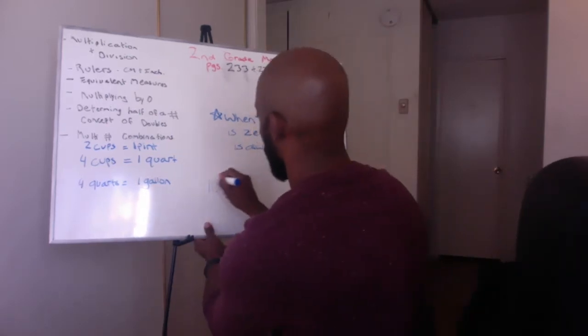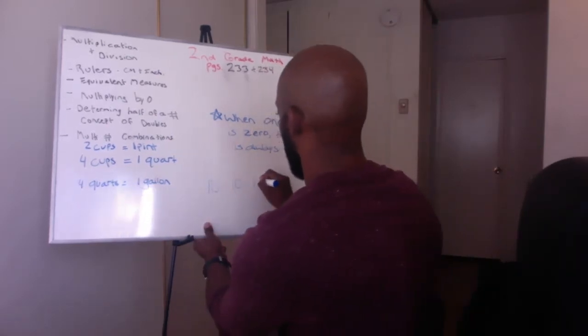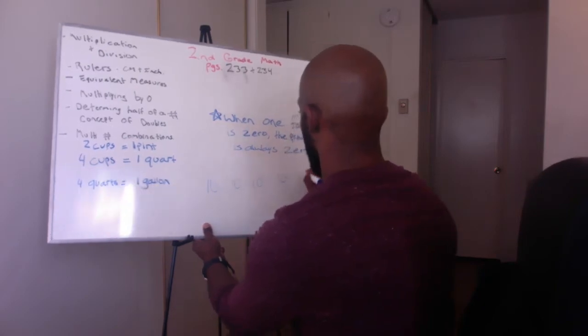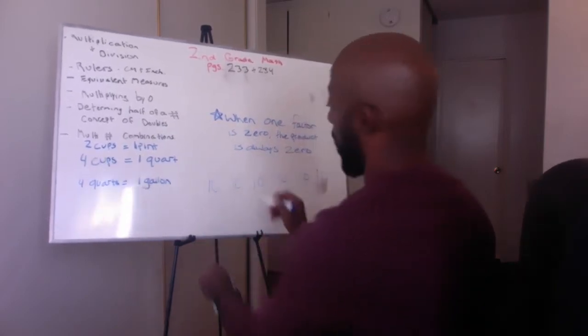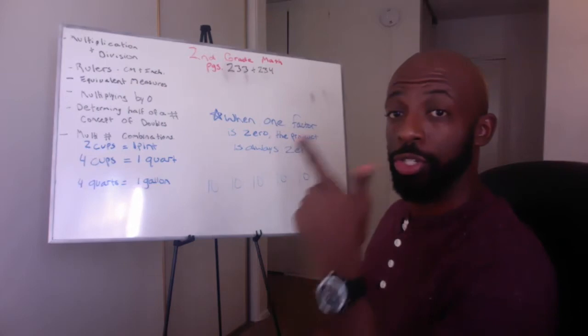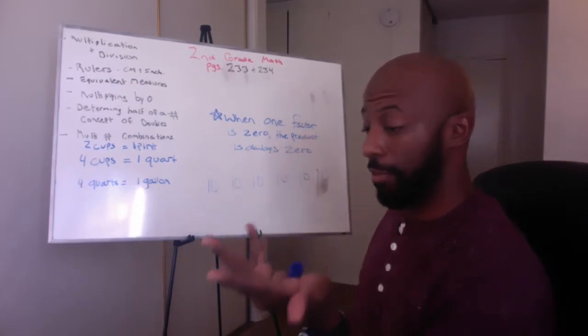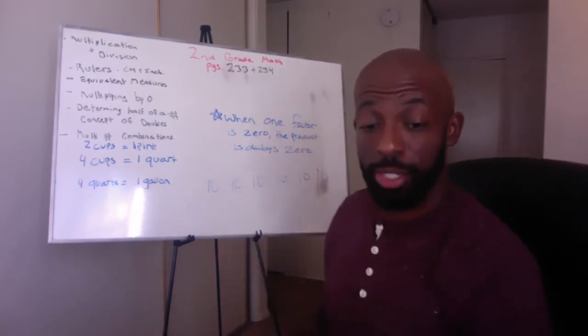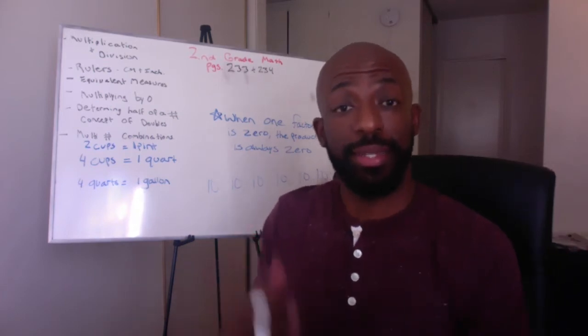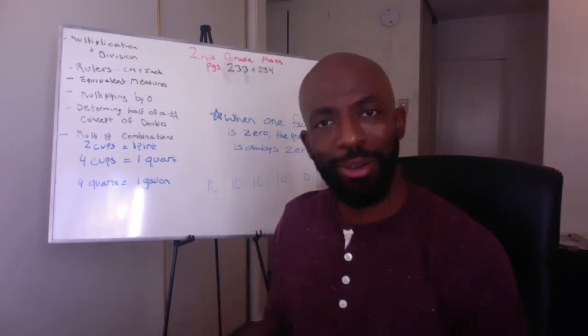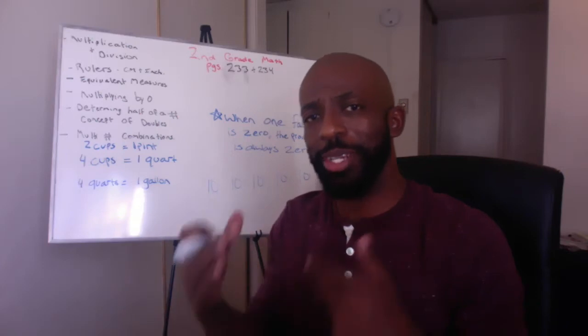We got 10, 10, 10, 10, 10, and 10. So when we add all those together, we go 10, 20, 30, 40, 50, 60. 60. So 6 times 10 is 60. Wow. Are you guys understanding this? You getting the concept? You see that?